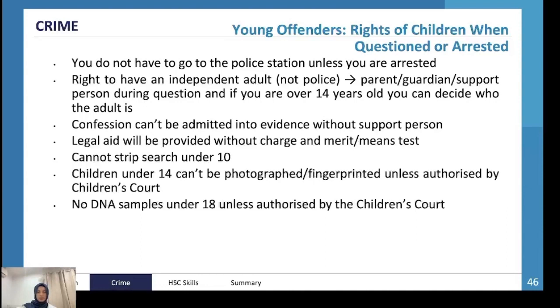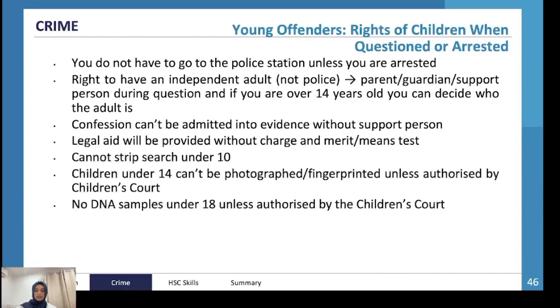Legal aid will be provided without charge and without a merit or means test. They cannot strip search anyone under the age of 10 years old. Children under 14 can't be photographed or fingerprinted unless it has been previously authorized by the Children's Court, and no DNA samples can be taken under 18 unless authorized as well.